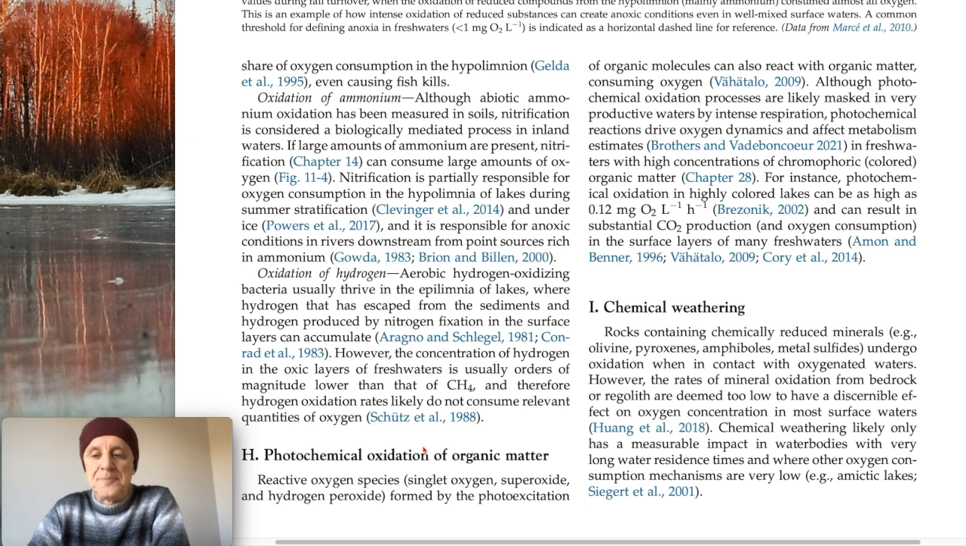For instance, photochemical oxidation in highly colored lakes can be as high as 0.12 milligrams of oxygen per liter per hour and can result in substantial carbon dioxide production in the surface layers of many freshwaters.